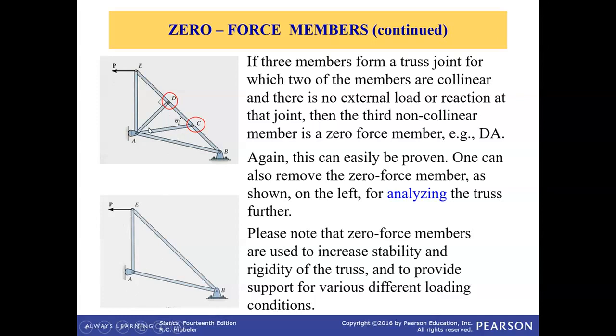So once again, I repeat the condition: when there are three members connected and two of them are parallel or in line, then the third member is a zero force member if the joint does not carry any load or any support. The word for in line is collinear. When two of the members are collinear, it means they are in one line.